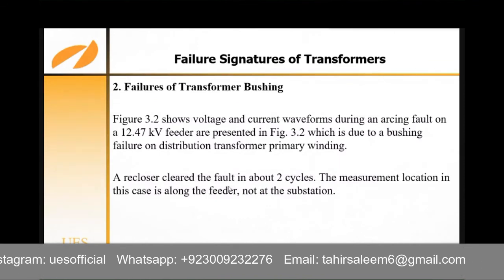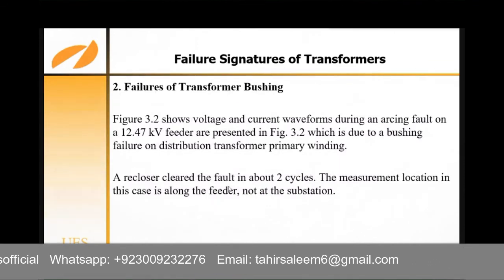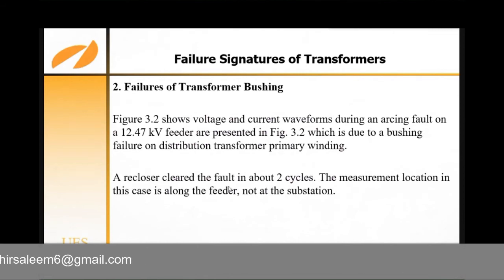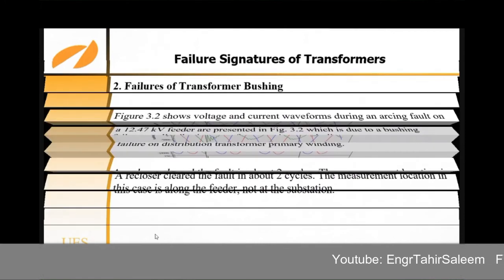Now, failure of transformer bushings. Figure 3.2 shows a voltage and current waveform during an arcing fault on a 12.47 kV feeder, which is due to a bushing failure on the distribution transformer primary winding. A recloser cleared the fault in about two cycles. The measurement location in this case is along the feeder, not at the substation.